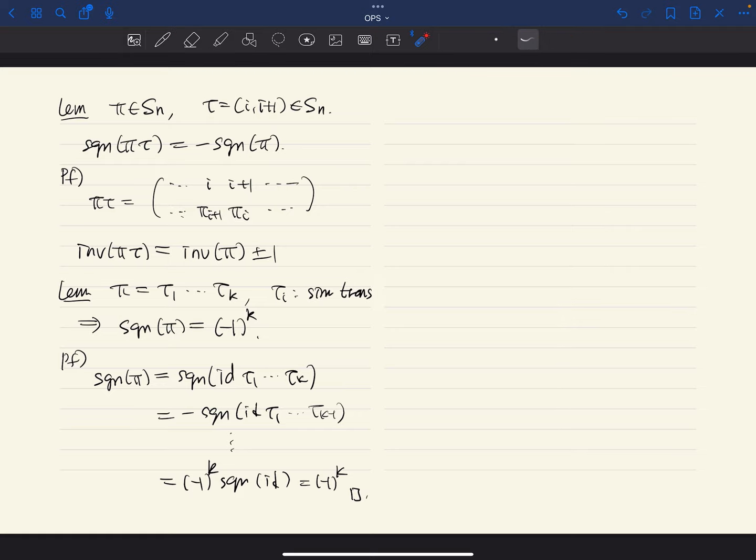And we showed that a permutation can always be written as a product of simple transpositions, so we can always compute the sign in this way. And a nice corollary is that the sign is a multiplicative function.